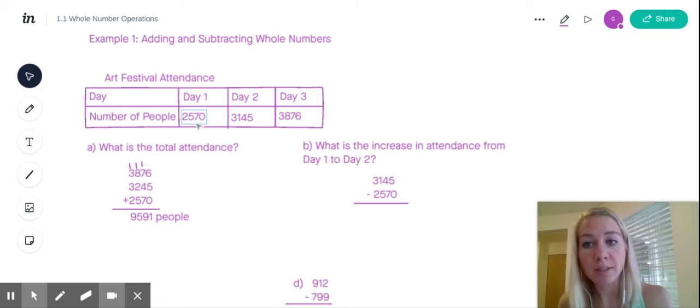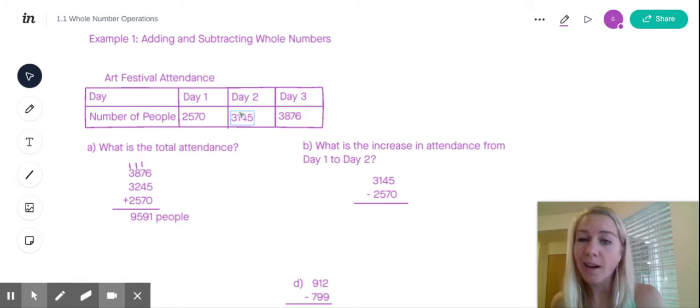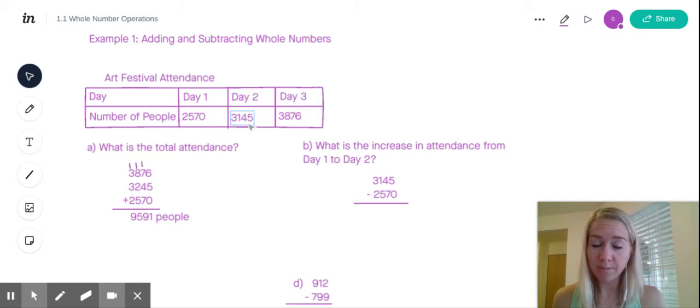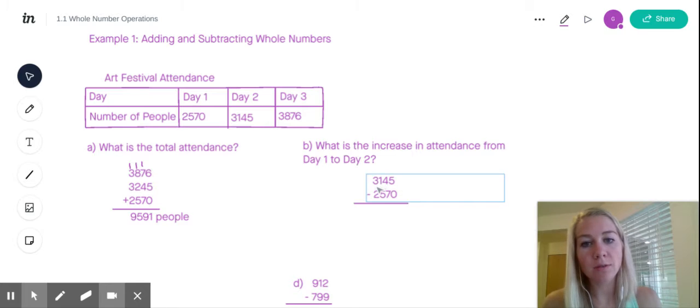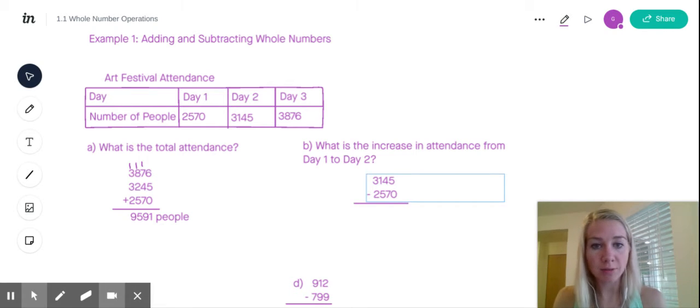Because day 1, there were fewer people, and we know that day 2, there's more people. We know that because if you look in the thousands place value, we know for day 1, 2 is in the thousands place, and 3 is in the thousands place for day 2. I know that 3 is bigger than 2. So that tells me that more people came on day 2. Okay, so 3,145 minus 2,570.